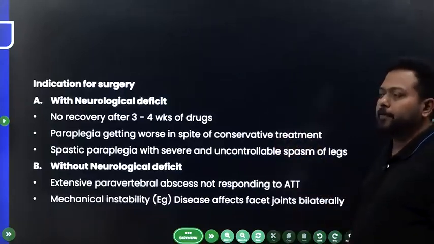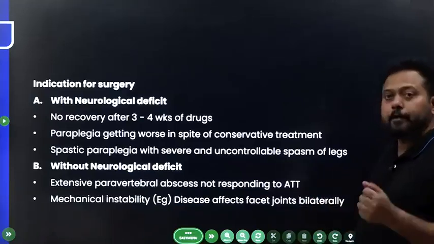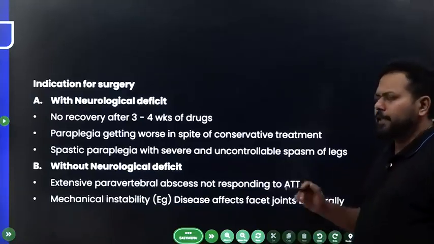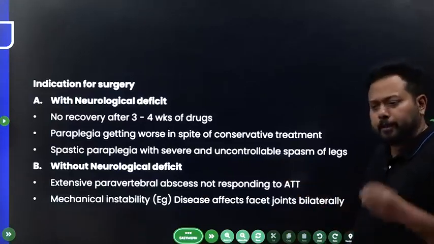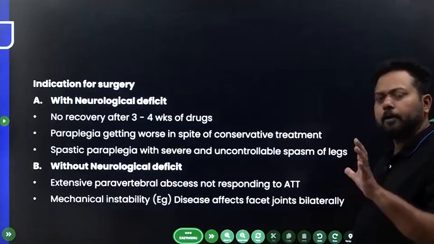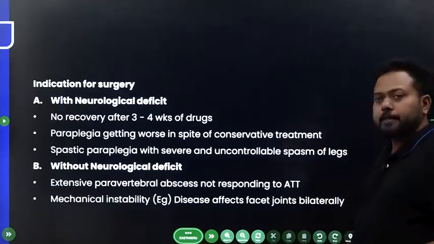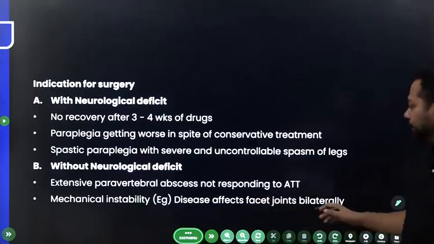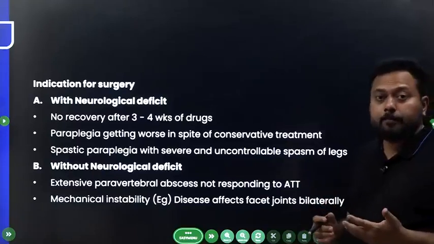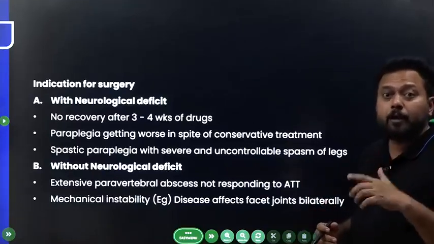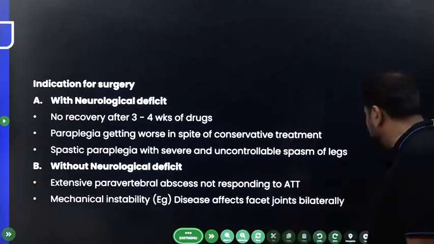If somebody has spinal tuberculosis but presents without any neurological deficit, then when will you do surgery? Number 1, extensive paravertebral abscess not responding to ATT. ATT is not reaching that spot. No other go, you have to drain it surgically. Number 2, mechanical instability. For example, the disease affects the facet joints and the spine has become unstable. There is no neurological deficit, but the vertebral column is not stable. You have to go and fix it. Surgery is needed.